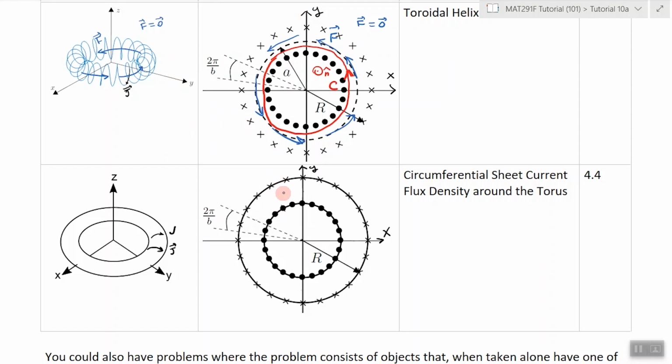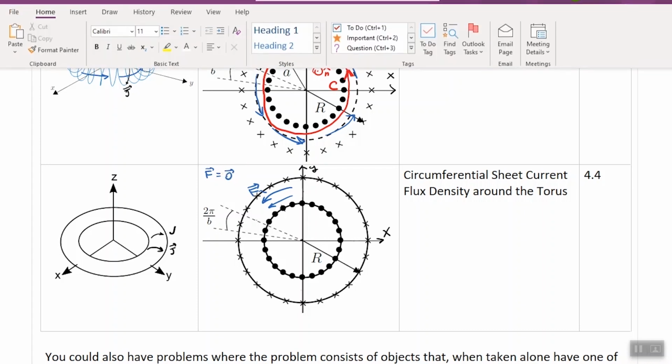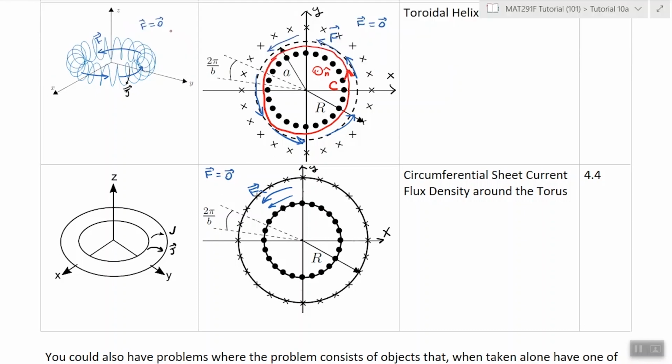So the field is going like this. Outside is 0. And your contours would be circles that have a surface that captures the current. So circles that go inside of this shell. Here I'm showing a dotted line because it's inside of the shell, so you can't see it technically.